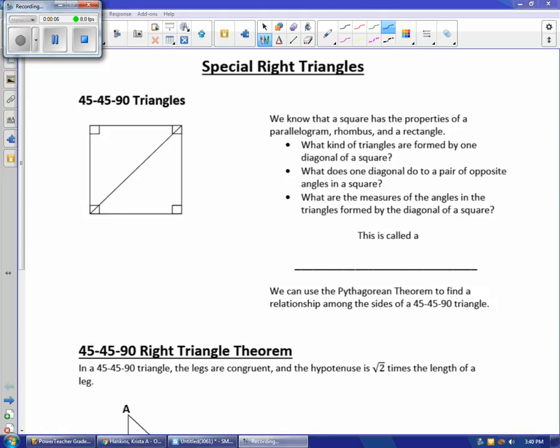Okay, so you looked at 45, 45, 90-degree triangles in class today, and you looked at 30, 60, 90. So let's take a closer look at 45, 45, 90 triangles.